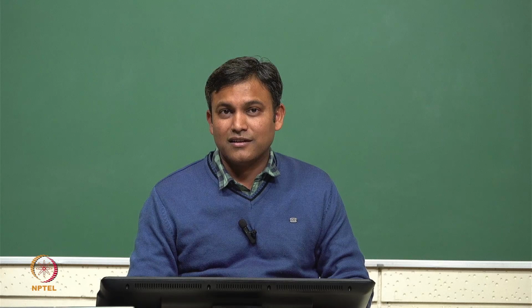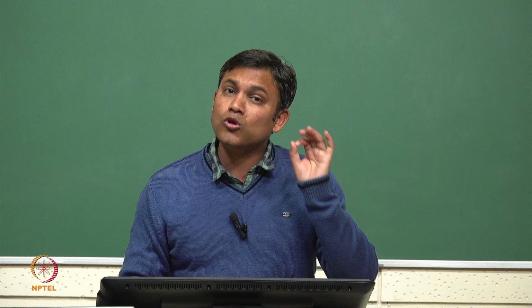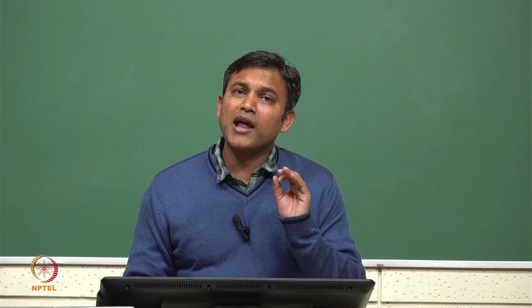Okay. So why is linear programming polynomial time complex? Primarily because in linear programming, we need to only look at the corner solutions. We don't need to look at all the feasible solutions. We only have to analyze a number of corner solutions, and the optimum necessarily lies at one of the corner points. And all these corner points are finite in number. We can enumerate these corner points in the linear program. And therefore, a linear programming formulation can be solved in polynomial time complexity.